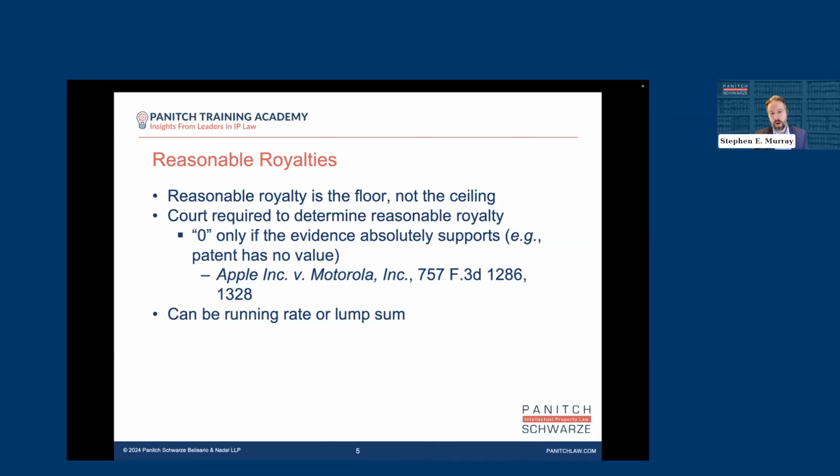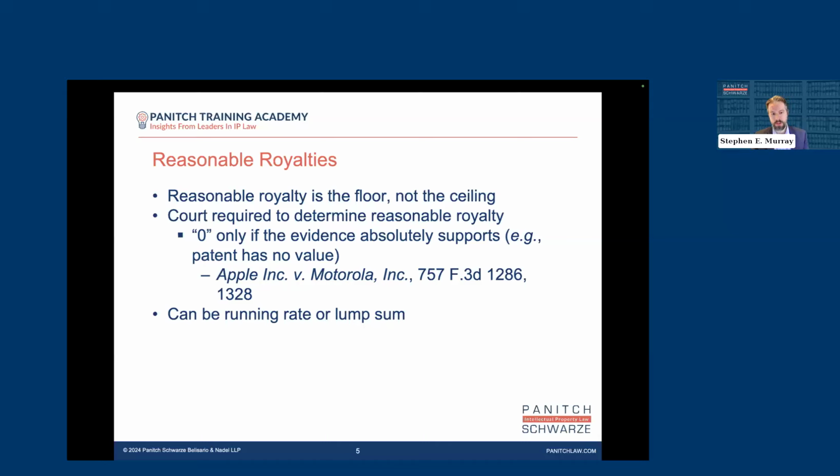There isn't one way to determine or calculate a reasonable royalty. The courts are open to various different methods of getting there, with certain exceptions which are notably excluded by the precedent. But if you came here today hoping to learn the bright line rule for how to figure out a reasonable royalty, you are unfortunately going to be disappointed. As it says on this slide 5, royalties can be awarded in different forms. You could have a running rate, like a percentage of sales, or you could have a lump sum.